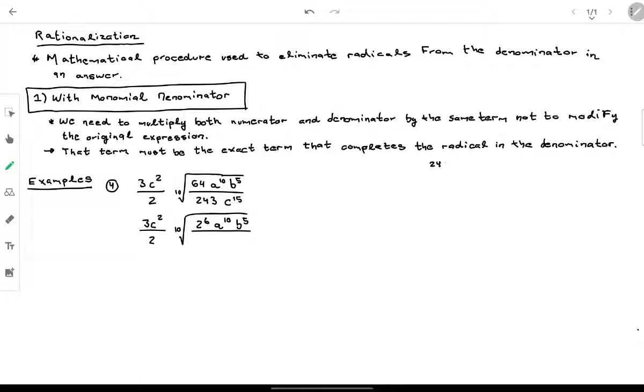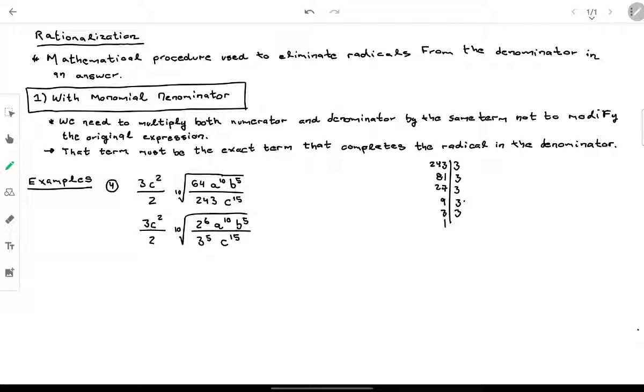243. If we decompose it, it's divided by 3, it's 81, divided by 3, it's 27, divided by 3, it's 9, divided by 3, it's 3, divided by 3, it's 1. So it's going to be 3 to the 5 that multiplies c to the 15.